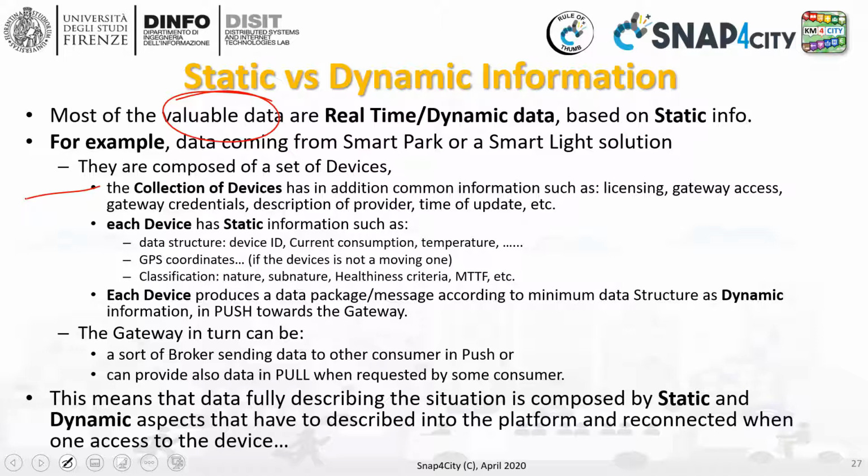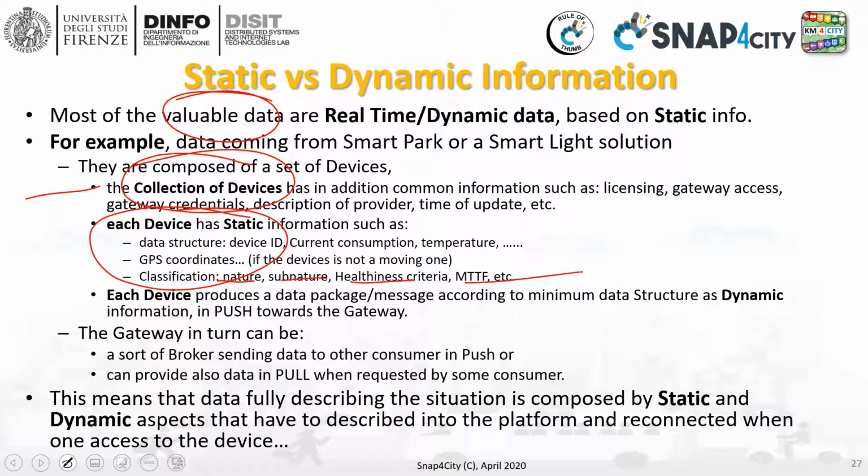So you have information at the level of collection of devices, and you have for each device a static information associated to it. For instance, the structure of the data assigned to that device, the GPS coordinates associated to that device, the kind of information you have, so nature, subnature, healthiness criteria, mean time to failure, so all the information which are associated to that device, even the builder, or who is the guy that you have to call if something is going wrong in that device, etc.